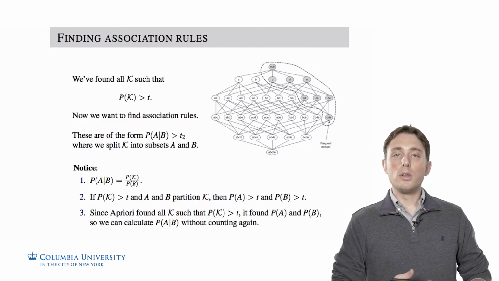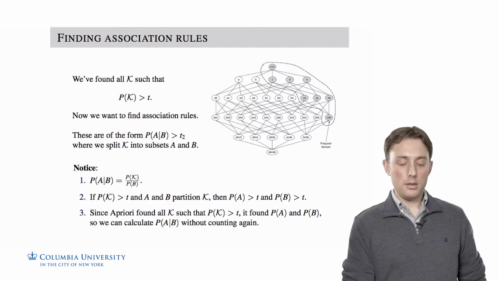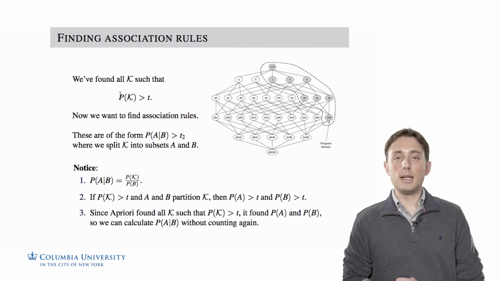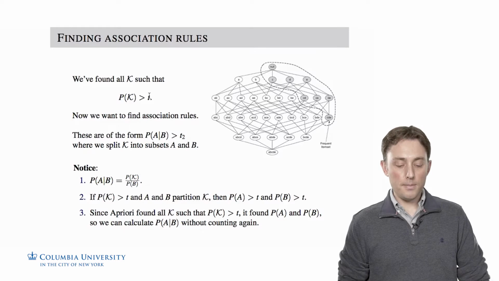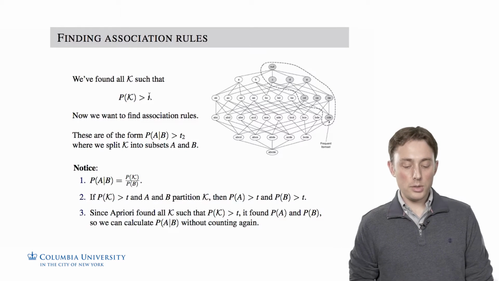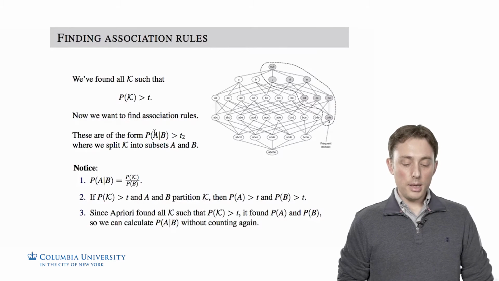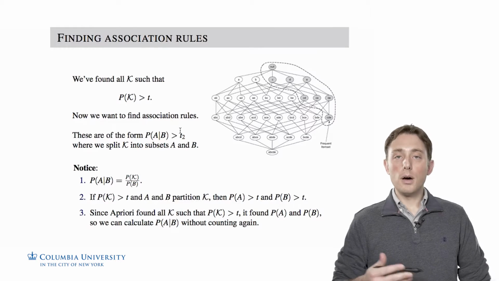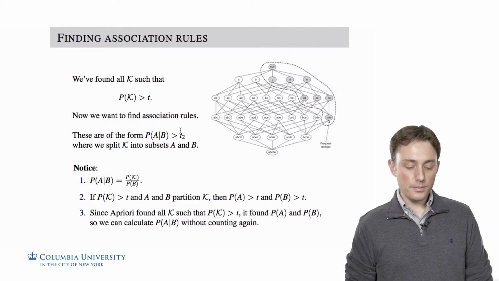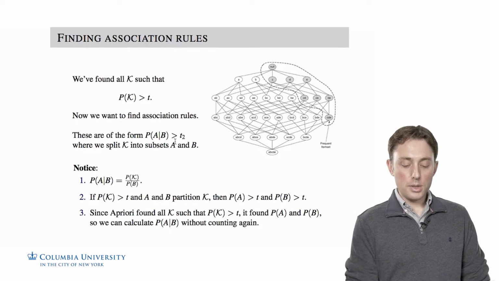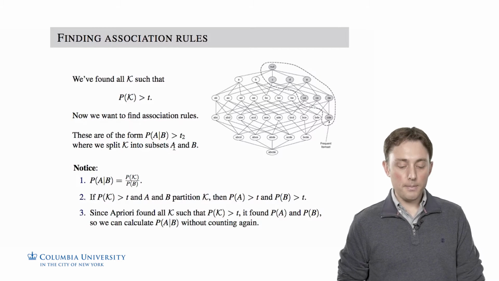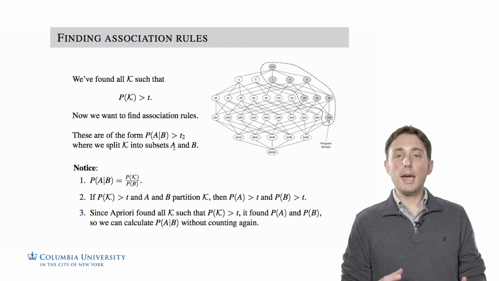Okay, so the a priori algorithm has shown that we can find all sets K such that the empirical probability of that set in our data is greater than T. Now we want to use this to find association rules. These rules are of the form the probability of A given B is greater than some other number T2, where we split K into two subsets A and B. So the union of A and B is equal to K, and the intersection of A and B is the null set.